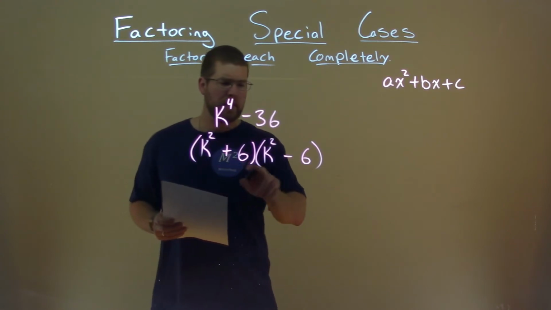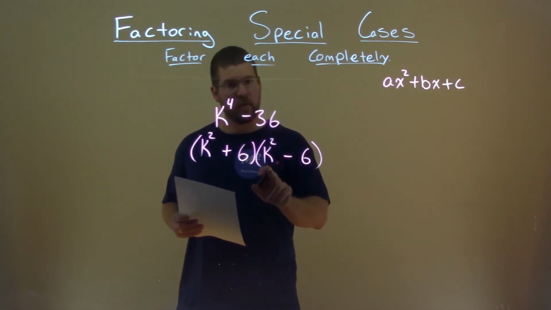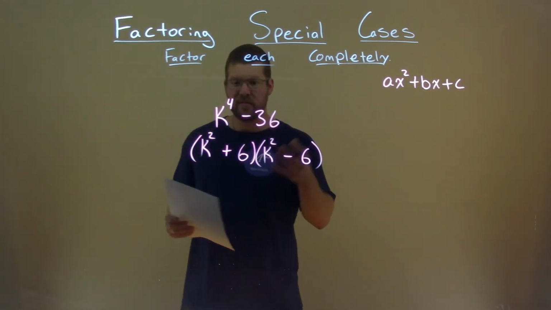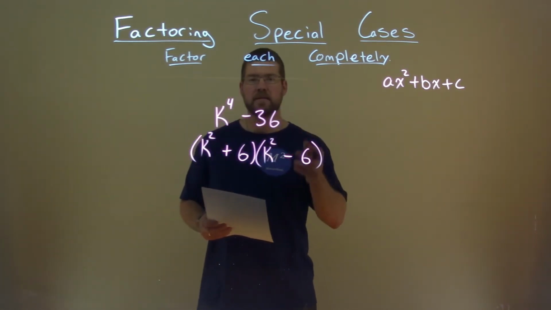Well, k squared times a minus 6 is negative 6k squared. 6 times k squared is a positive 6k squared. Add them together, you get 0. So we have our answer: k squared plus 6 times k squared minus 6.